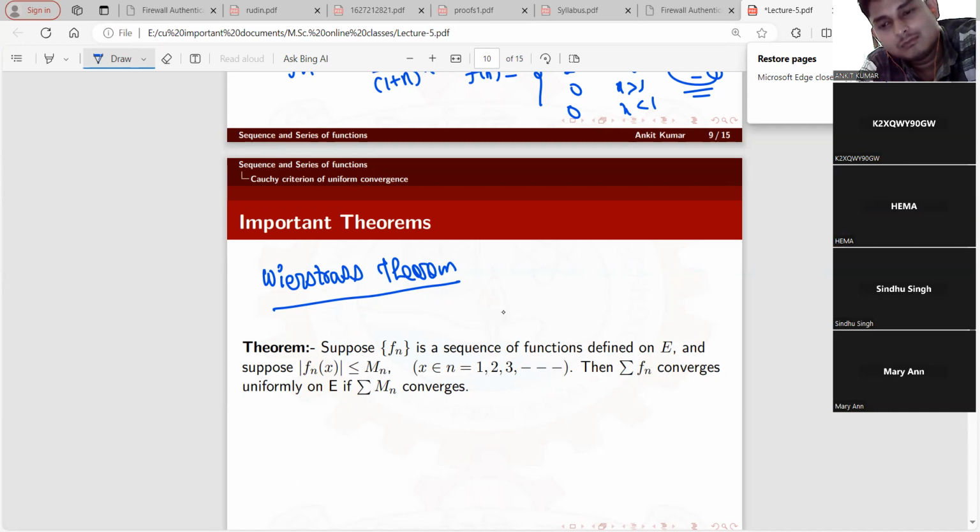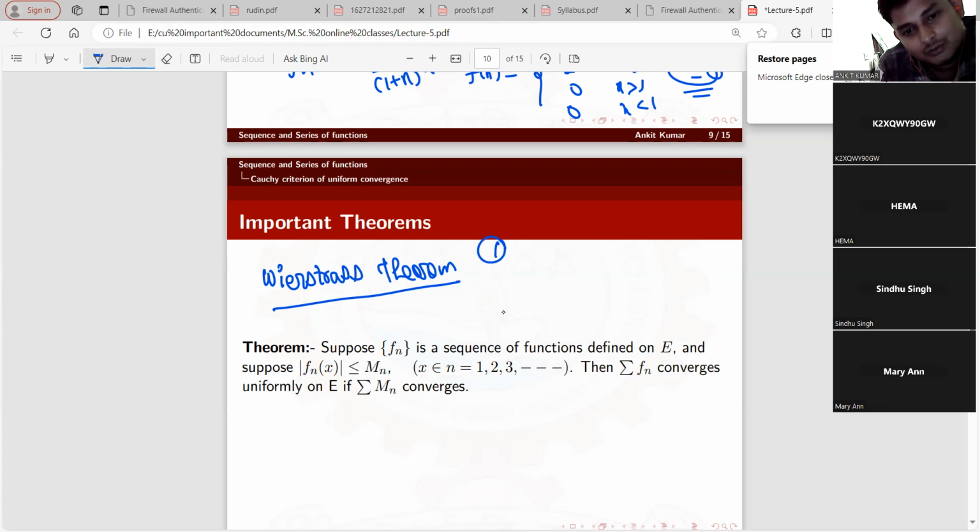Suppose f_n is a sequence of functions defined on E, and suppose mod of f_n(x) is less than or equal to M_n. Then summation of f_n converges uniformly on E if summation of M_n converges.